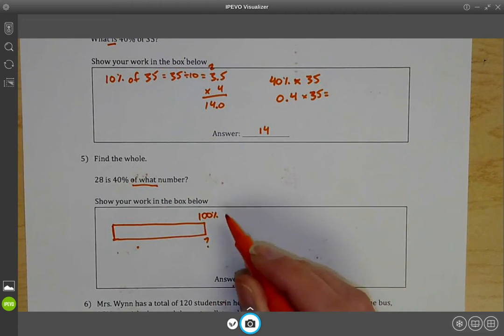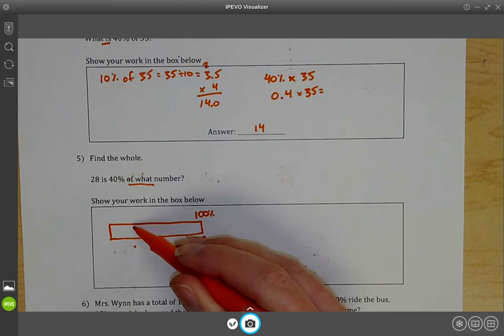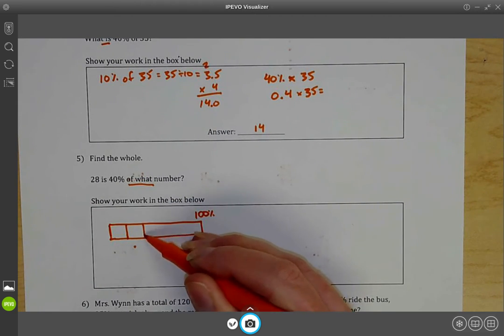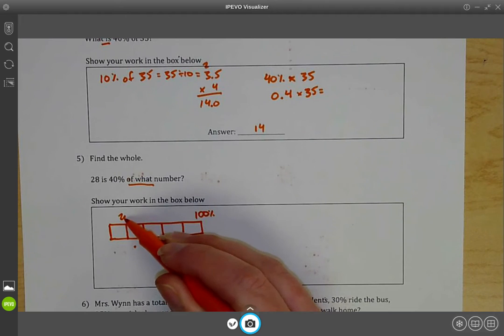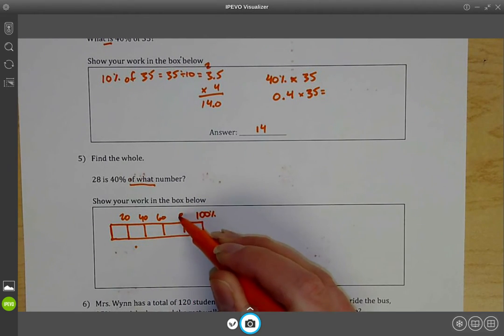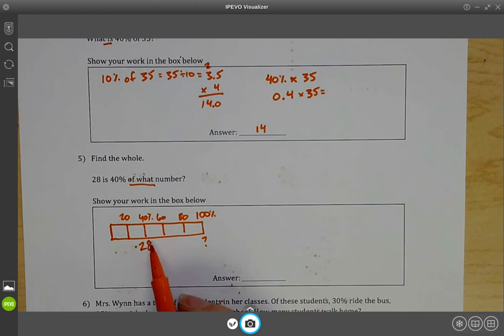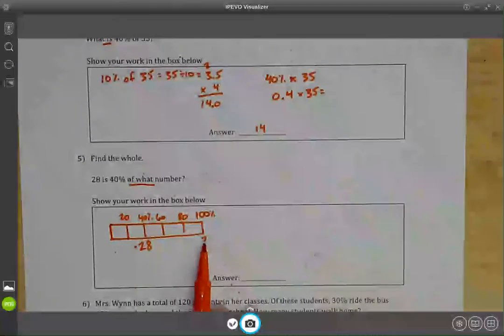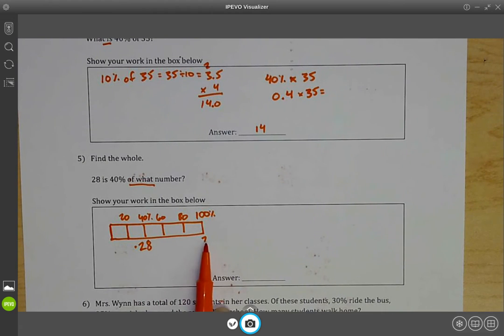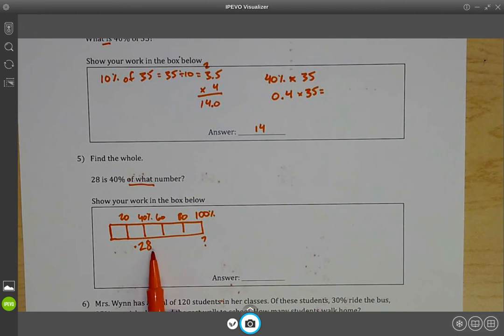So we're looking for 100%. We're told 40%. So let's go 20, 40, 60, 80. We're told 40% is the same as the number 28. Okay, so I know that 100% is going to be more than double 28. So if I use my calculator later and I get a number that's not more than double 28, I know I've done something wrong. Or if I get something really, really small, I know that I've done something wrong because I'm looking for 100%.